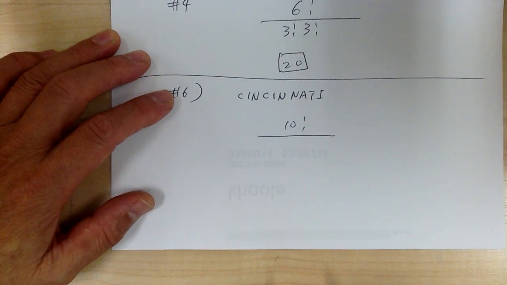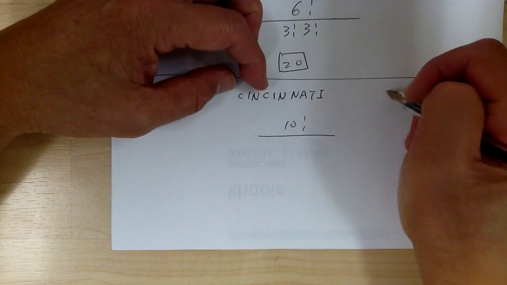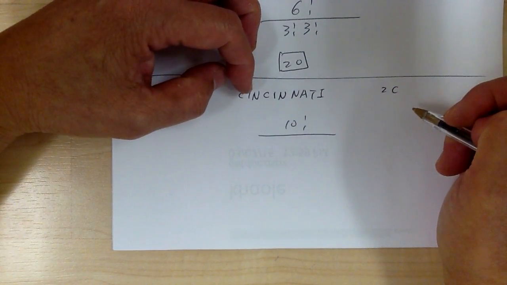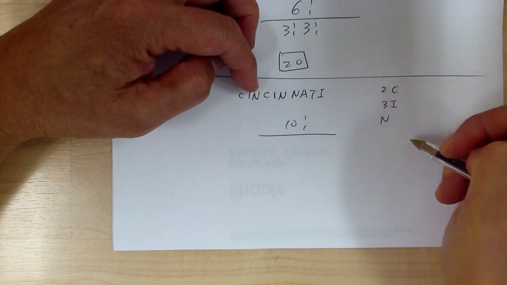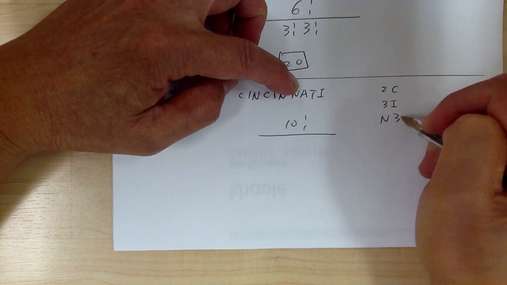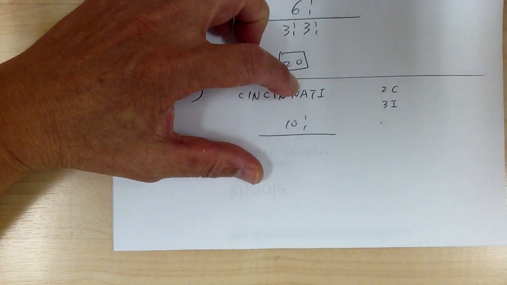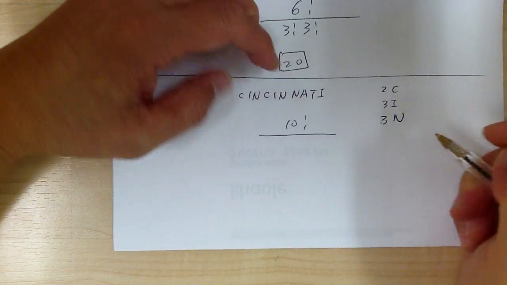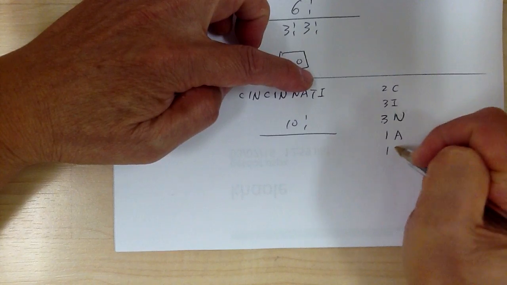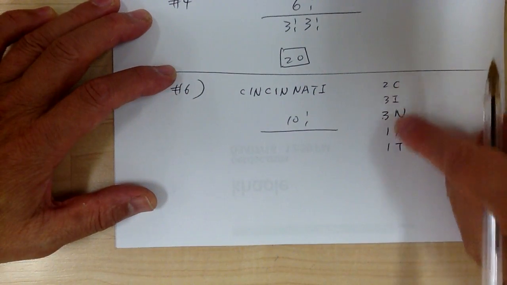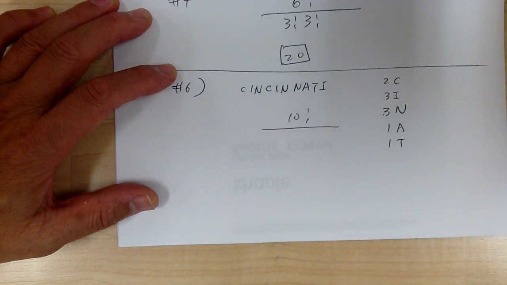Because there are repeats, you have to keep track of them. So you have 2 C's, and I, you have 1, 2, 3, so 3 I's, and the N, you have 1, 2, 3, so 3 N's. There's 1 A, and there's 1 T. Double check, make sure you have a total of 10. So make sure everyone is accounted for.